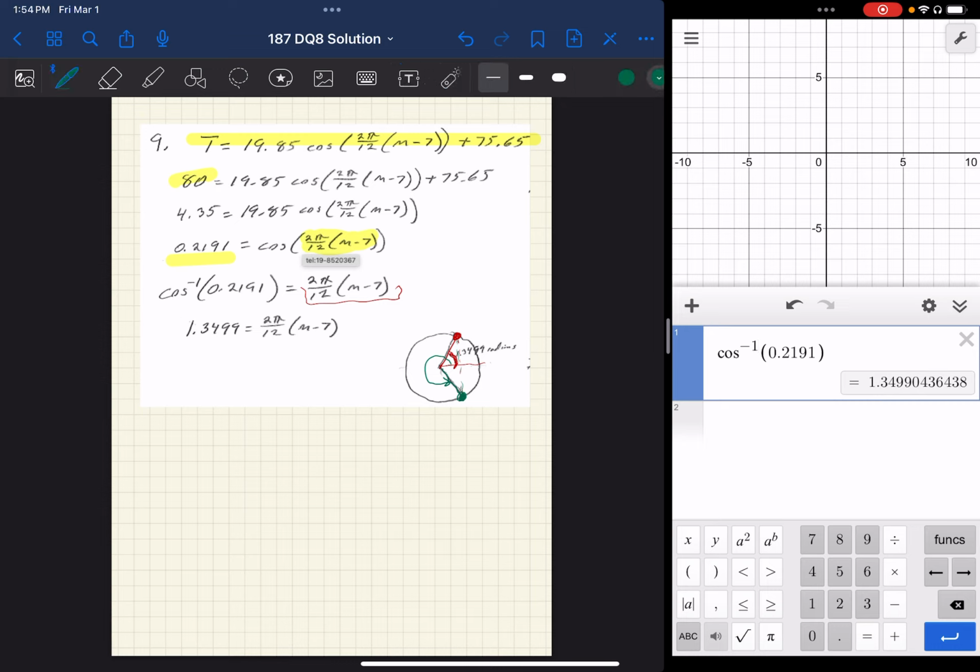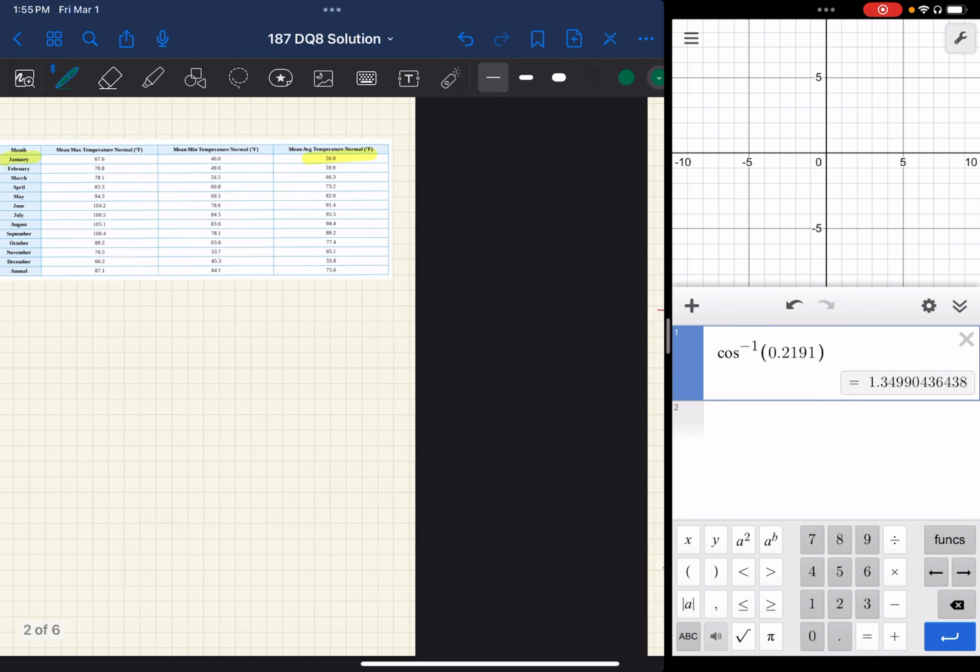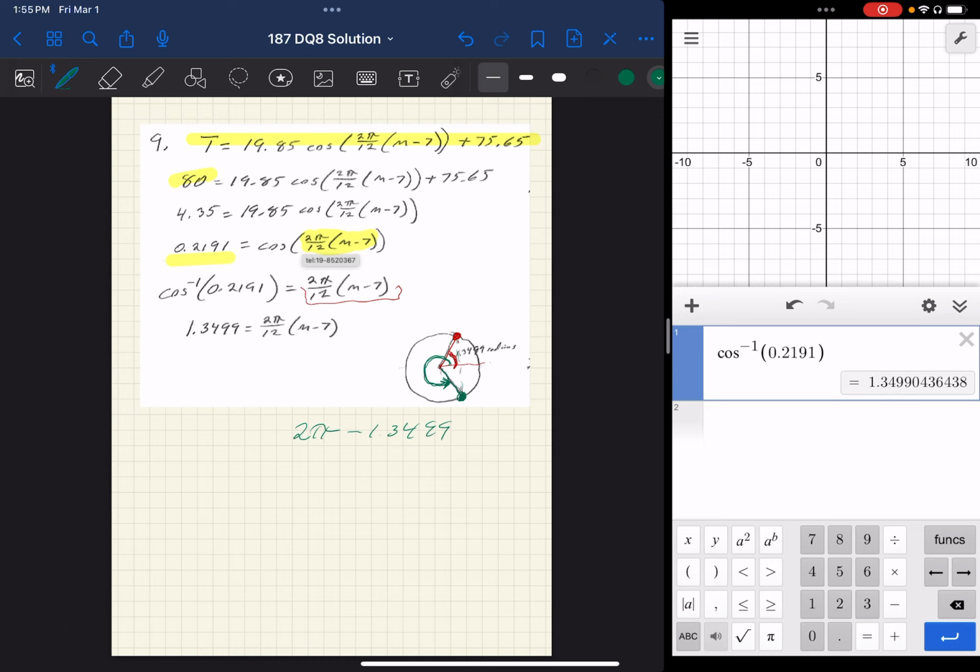And the way that you find that is, since we're trying to find this angle right here, this angle is not fully all the way around the circle. All the way around the circle would be 2 pi, but instead it stops 1.3499 radians before it reaches the end of the circle, which tells me that that green angle there, let's call it theta, has a value of 4.9333.